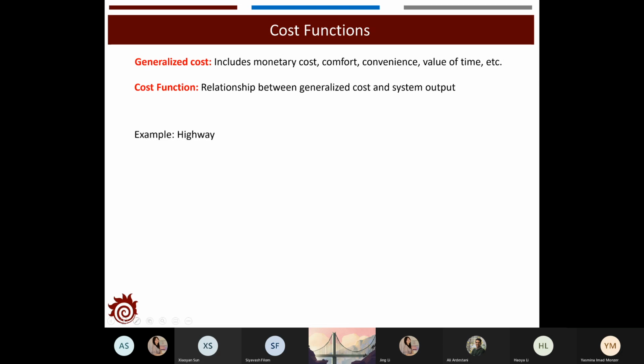Let's check one. I'll give you an example about a highway to define the cost function. Previously, we showed how to calculate the cost based on the fundamental diagram. You can see that the cost increases when the volume increases in the free flow region, and in the congested region, as you decrease the flow, the cost increases. So this is a theoretical cost function from the traffic flow models, from the fundamental diagram.